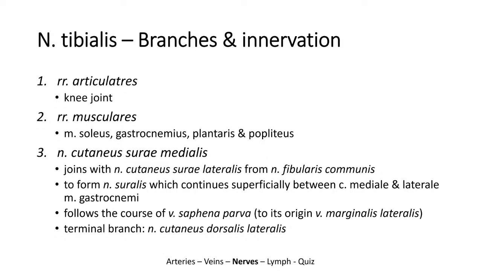Now, both of them will continue as nervus suralis together, and the identification criterion for this one is also a vein, vena saphena parva. Yeah, so usually they will run together. Again, you remember I showed you vena saphena parva will run between the heads of musculus gastrocnemius, caput mediale and laterale, and this is also where we would expect nervus suralis, which again is formed by nervus cutaneus surae medialis and lateralis. Its terminal branch will be the lateral dorsal cutaneous nerve, nervus cutaneus dorsalis lateralis.